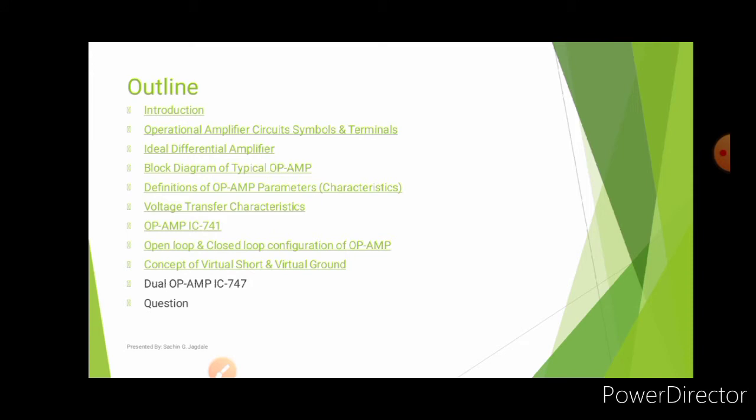So in this topic we are going to learn the introduction, operational amplifier circuit symbols and terminals, ideal differential amplifier, block diagram of typical op-amp, definitions of op-amp parameters, that is characteristics, voltage transfer characteristics, op-amp IC 741, open loop and closed loop configuration of op-amp, concept of virtual short and virtual ground, dual op-amp IC 747, and the questions based on all the above topics. So let us start with the introduction.